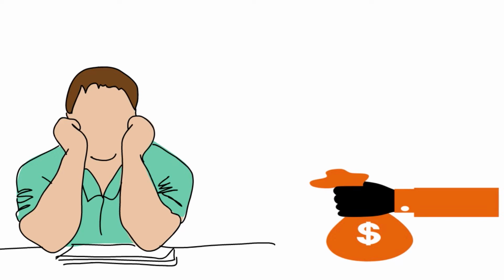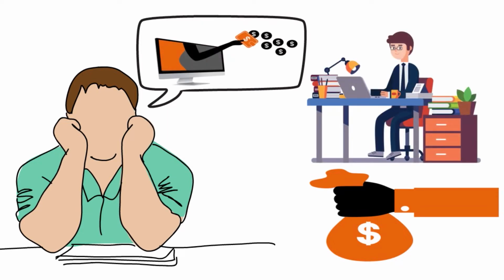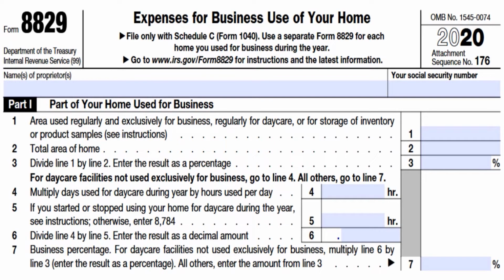That's pretty cool. One business expense you may be forgetting that could make a big difference on your taxes is the cost of working from home. So let's talk about Form 8829. This form is also called the expense for business use of your home. This is the IRS official form you use to calculate and deduct your home office expenses.